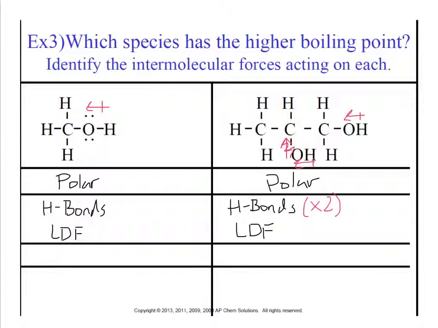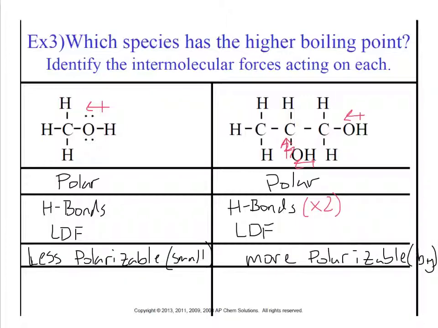Okay, so these both have essentially the same things acting on them, the same intermolecular forces. So the next thing I want you to pause the video and write down then is which one is more polarizable. Okay, so the guy here on the left, methanol, it's small, and so it's going to be less polarizable than glycol, which is big, which is going to make it more polarizable. And so all three of these can be used to help us determine what the boiling point is going to be. And we use that by indicating which has the stronger intermolecular forces. So now, finally, go ahead and tell me which one you think has the higher boiling point.